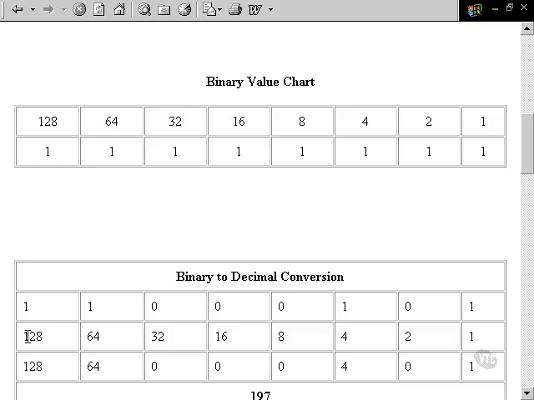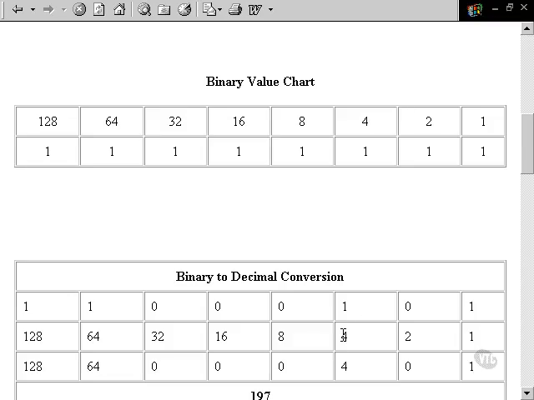I take my 1, and I say, okay, I have 128. Let's bring that down. I have a 1 right here. That's worth 64. Let's bring that down. I don't have anything here, so for 32, I bring down a 0. I don't have anything here. For 16, I bring down 0. Nothing here. For 8, I bring down a 0.